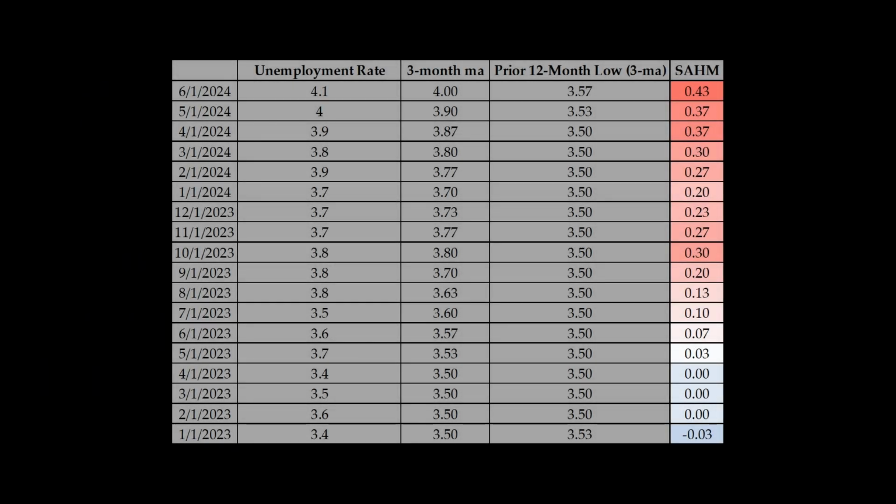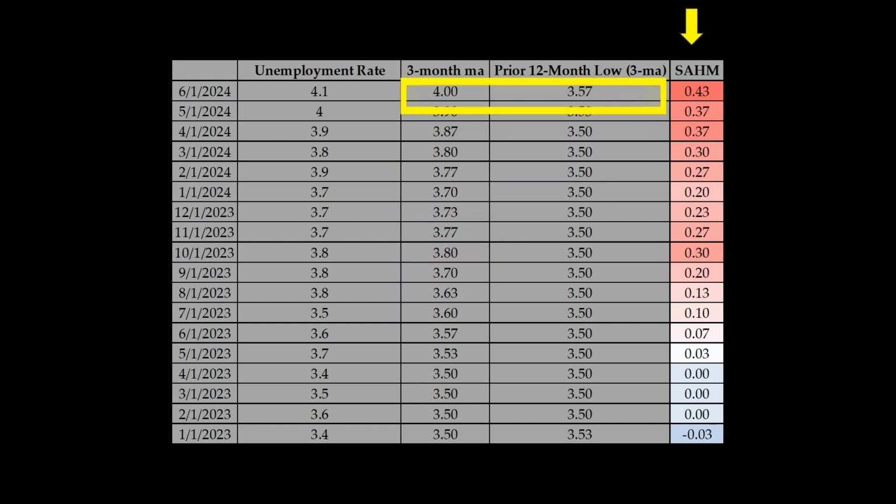Here, the unemployment rate currently is at 4.1%. You take the 3-month average, April, May, and June. You put that together, that's 4% currently. You then calculate the last 12 months prior to the current number and take the low. Take the lowest low during the past 12 months. That was 3.57%. That was achieved, by the way, in June of 2023.